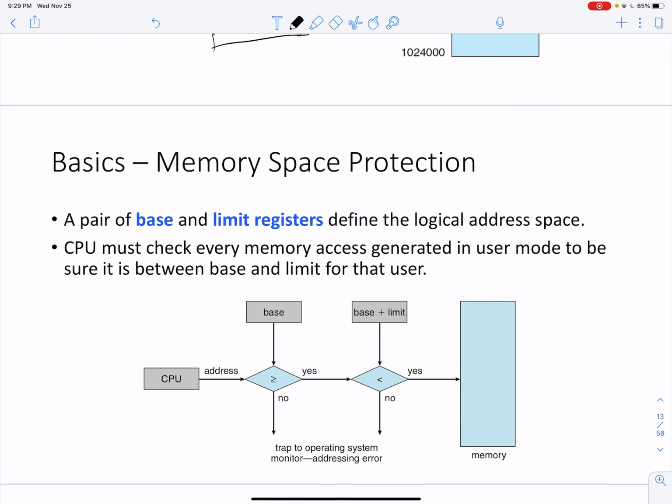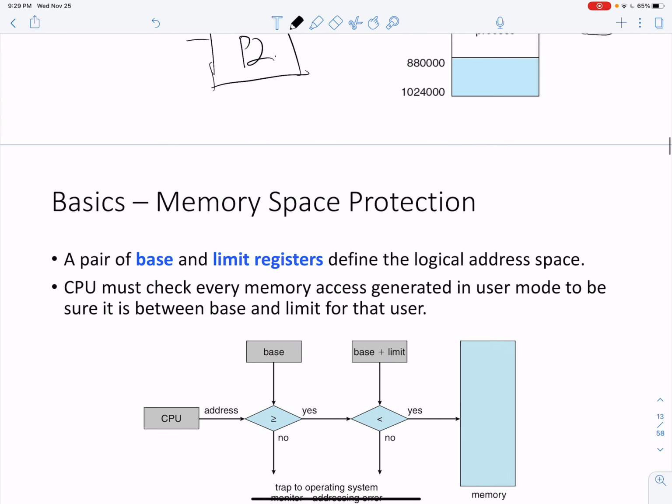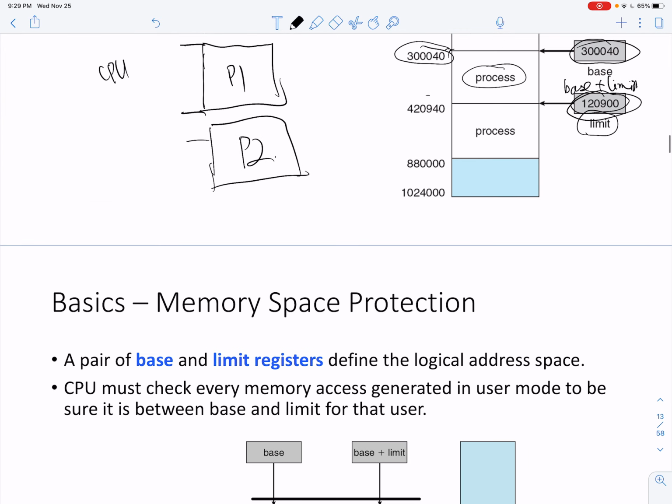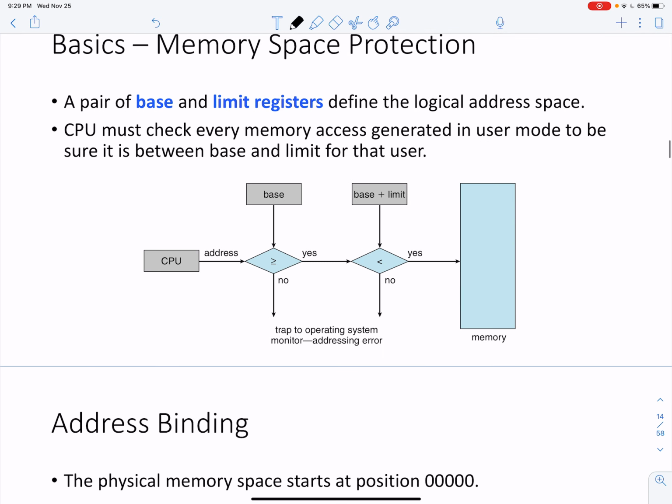When our CPU is executing instructions for a certain process, it needs to check if the address of the instruction is larger than or equal to the base, but smaller than or equal to base plus limit, meaning that the instruction is really from that process. It does not execute an instruction from a different process, to protect the security of our computer.